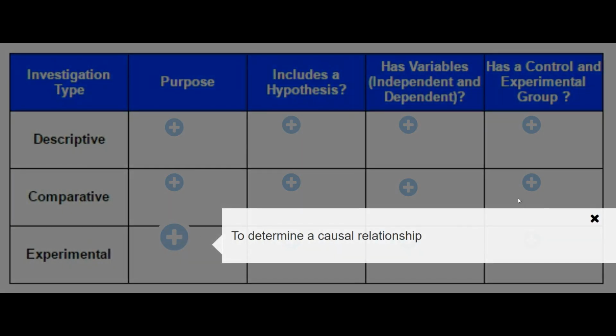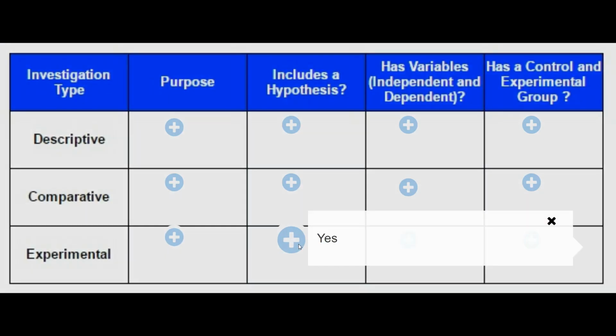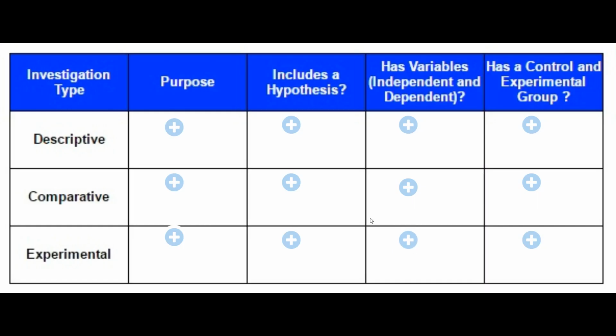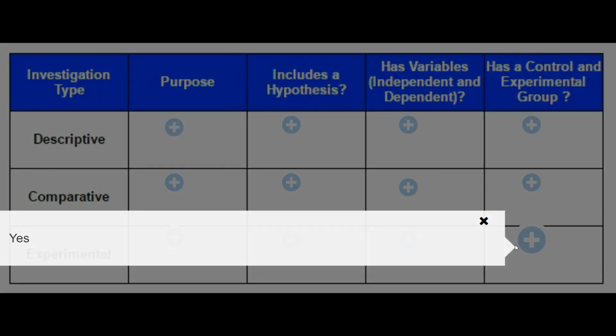Experimental, you're determining a causal relationship. What's the cause of that relationship? Why? In that third picture, in that student growing the rye seeds, why did one grow more than the other? Probably determined upon how much water he gave it. So it does include a hypothesis, and it does include an independent and dependent variables, and it does have a control group or experimental group.